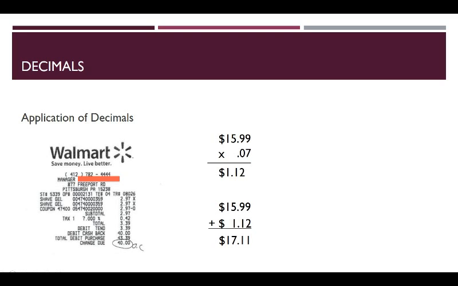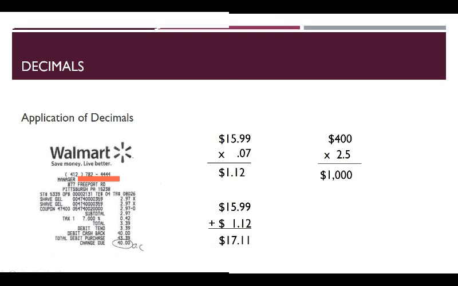Another example is the following. A person pays 2.5 months' rent up front when renting an apartment. If the rent is $400 a month, multiply 400 by 2.5, which equals $1,000 you'd have to pay up front.